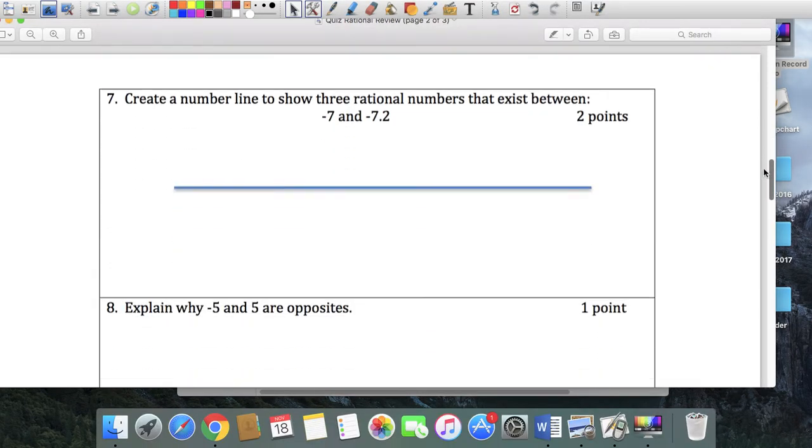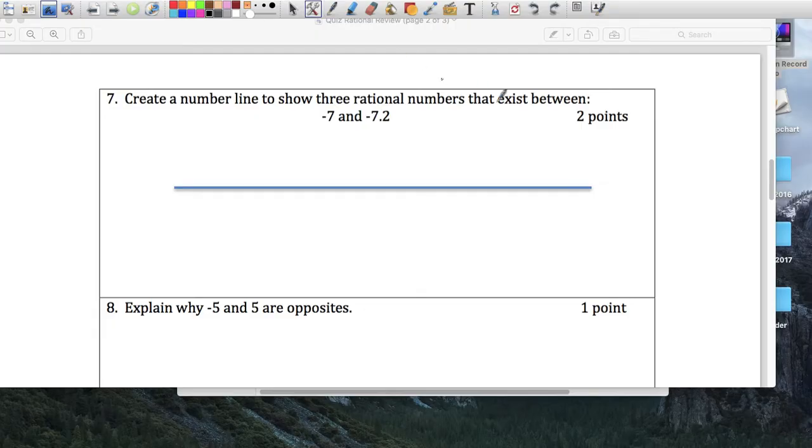Next page. Create a number line to show 3 rational numbers that exist between negative 7 and negative 7.2. So again, I like the idea of putting 0 somewhere on this number line, just so that you know where your negatives and your positives are. So if I put 0 over here, here on this side would be my positive numbers, and here on this side would be my negative. I don't need any positive numbers here, because I just don't for this particular problem.